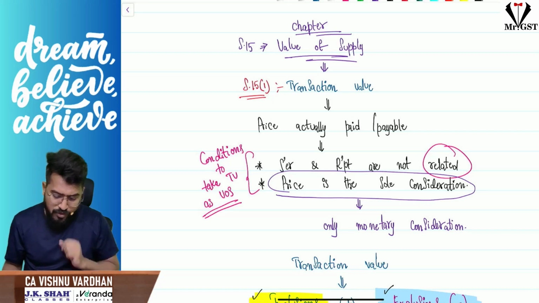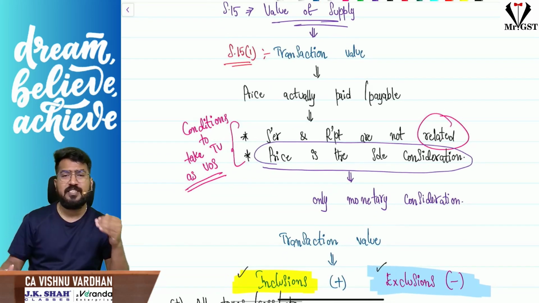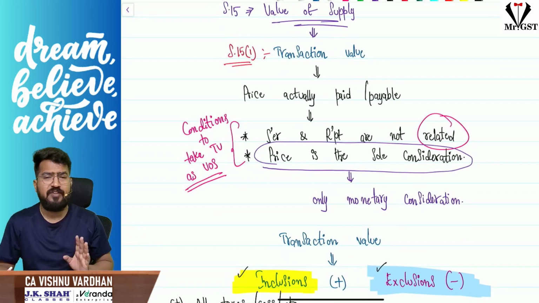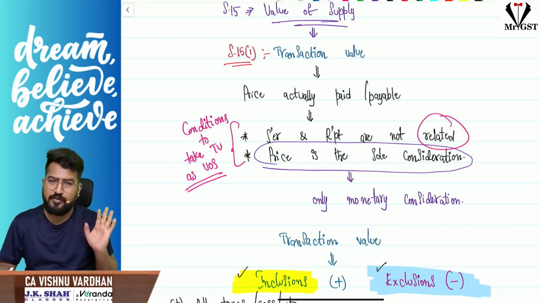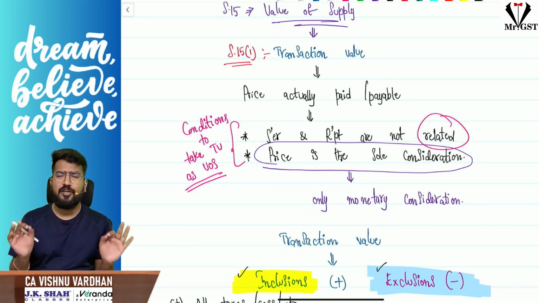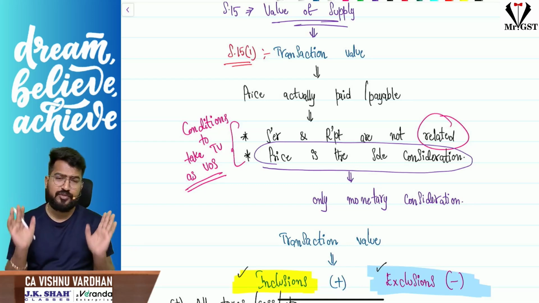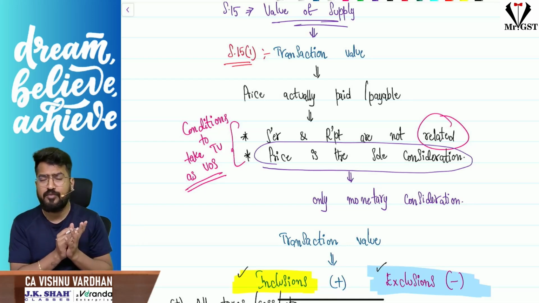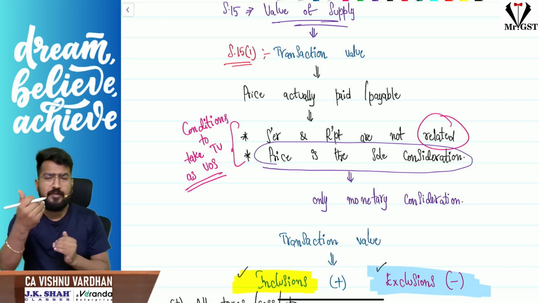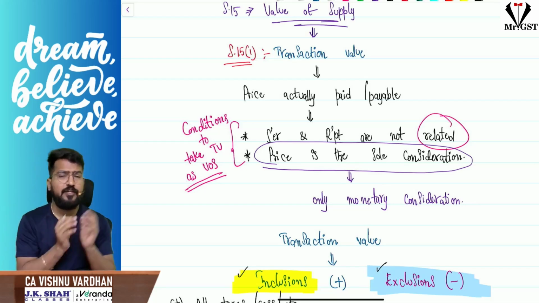Now coming to the value of supply. GST is a rate and that rate should be imposed on a value. So for that, what should be taken as value of supply? Simple, the law says the transaction value should be taken as value of supply. What does transaction value mean? Transaction value means whatever price is paid by the recipient to the supplier.